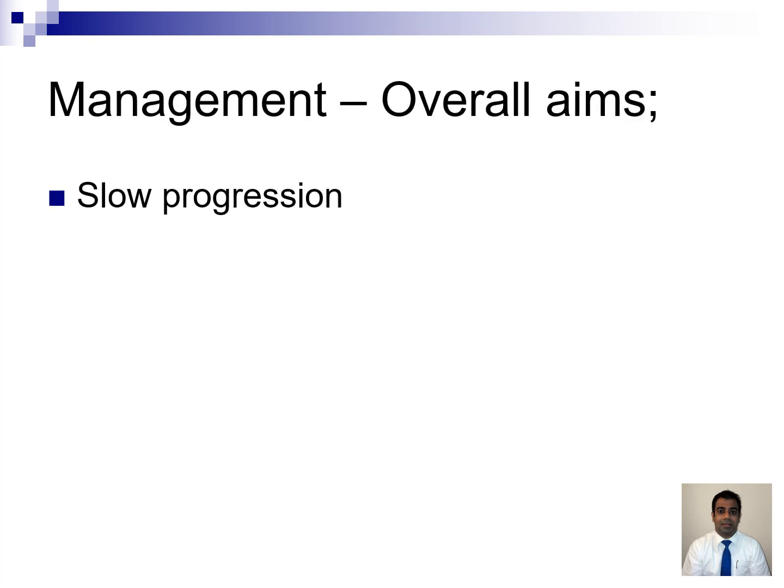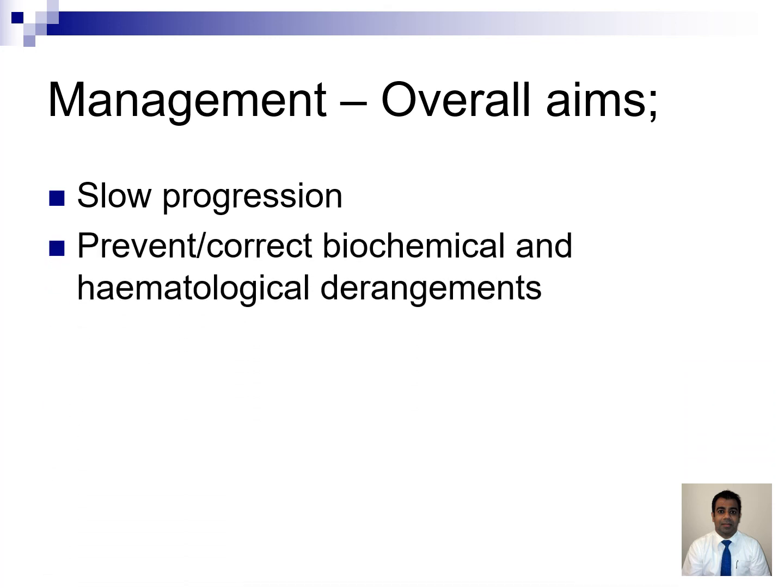So what are the overall aims of management? I've mentioned that we need to slow the progress of CKD. CKD is a relentlessly progressive condition, especially in the later stages. So we need to apply whatever maneuvers are possible to slow the progression. You also need to correct the deranged biochemistry and the deranged hematology. You need to correct your anemia, you need to correct your acidosis, you need to correct the renal osteodystrophy as far as possible.